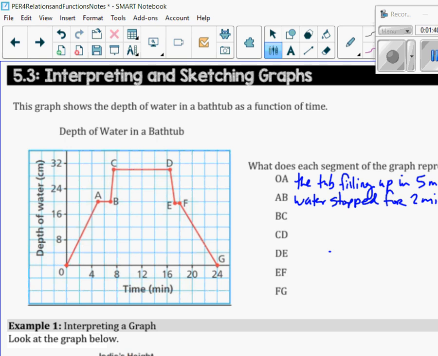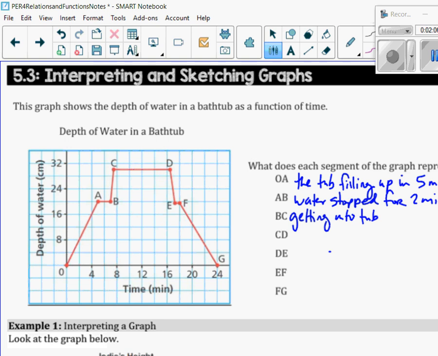Okay, so BC. Yeah, that's getting in the tub because it's quite a fast change in depth. So getting into tub, because essentially it goes straight up. Like there's no time that it really takes. It takes practically a minute, but it's not really significant.